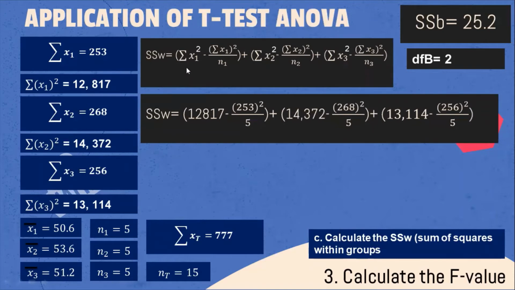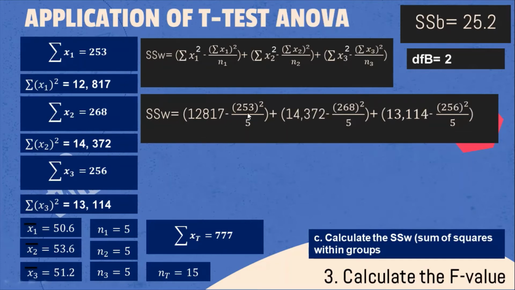It goes like this. The summation of the square of x sub 1 is equal to 12,817. Then the summation of x sub 1 is 253, the square of it, then n sub 1 is 5. The summation of the square of x sub 2 is 14,372, minus the summation of x sub 2, 268. Then we will be looking for the square of it. N sub 2 is 5, plus the summation of the square of x sub 3, which is 13,114, minus the square of the summation of x sub 3, which is 256. Then 256 times 256 divided by 5. Okay, let's now solve this one.